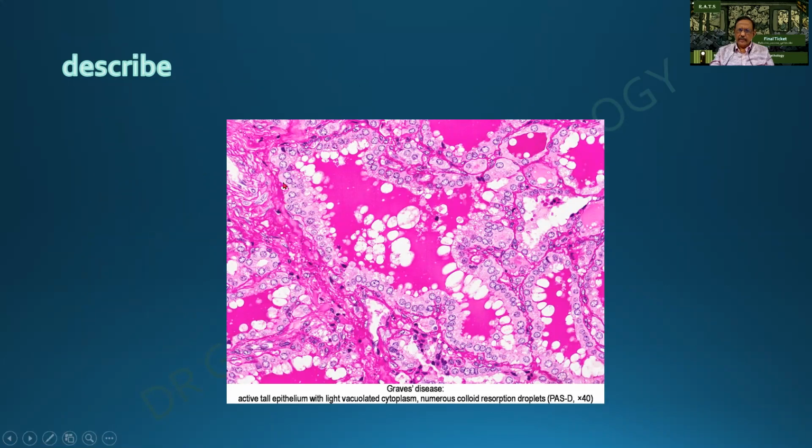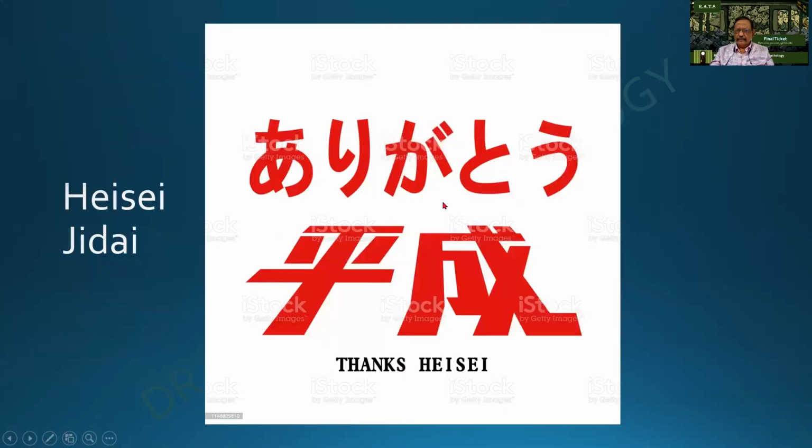I would like you people to describe this one. Appreciate that there is a piling of the cells, the scalloping of it, and there is a pinkish colloid by means of a PAS stain. Find out the language.